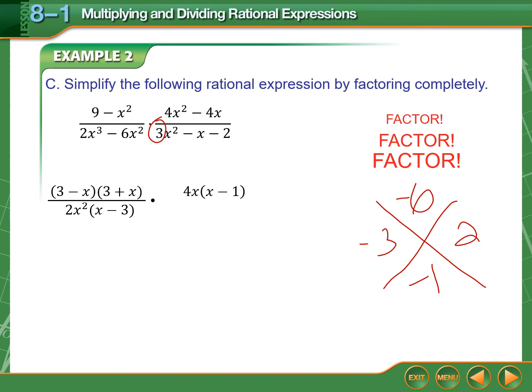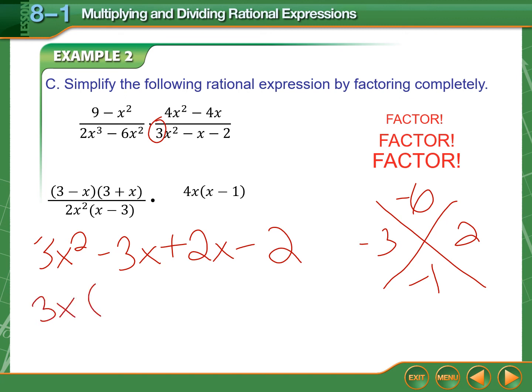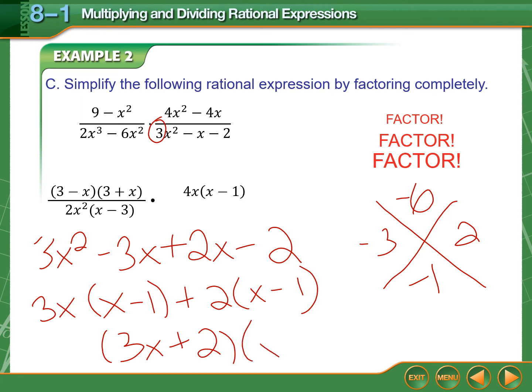Now, once I know that, I am going to have to group. So I have to do 3x squared minus 3x plus 2x minus 2. And then they share a 3x. Remember, I told you guys, you cannot forget how to factor. And then my parentheses is going to be 3x plus 2 and x minus 1. And you guys should remember grouping. We had to do it last week. You cannot forget how to factor. Factoring shows up everywhere, especially in rational expressions.